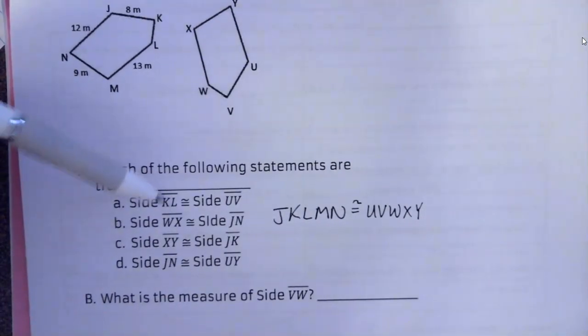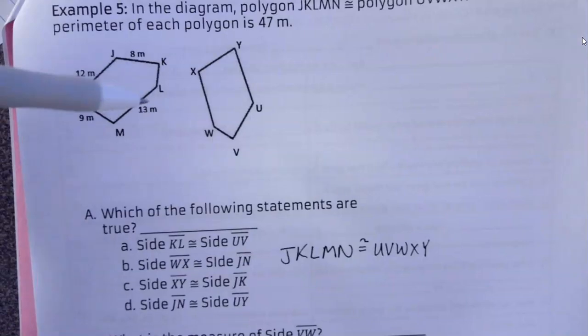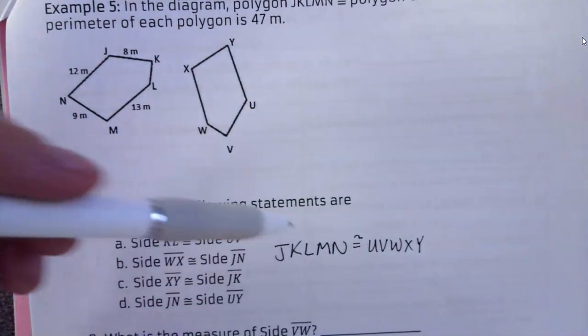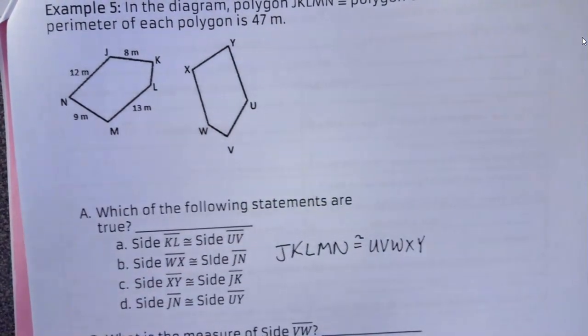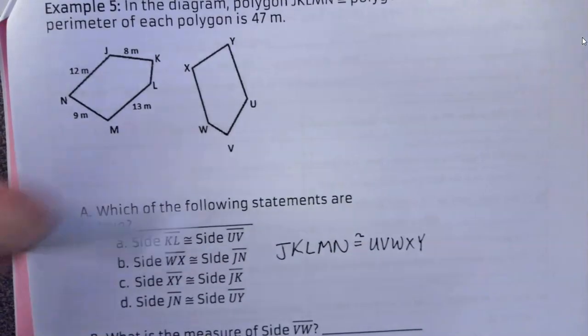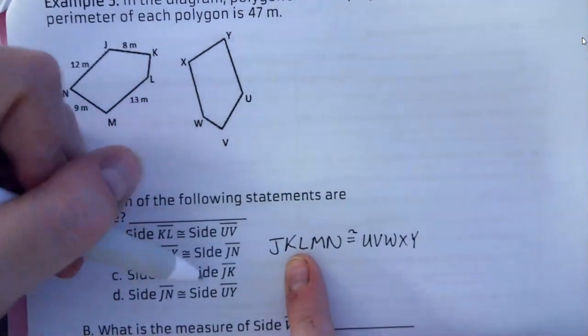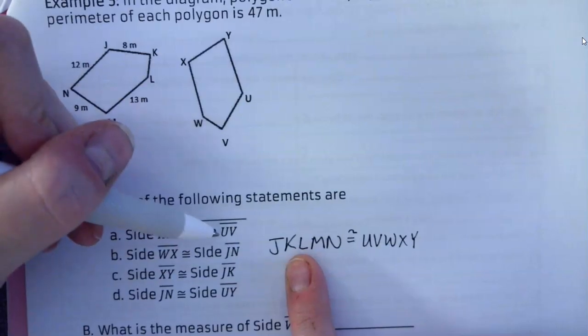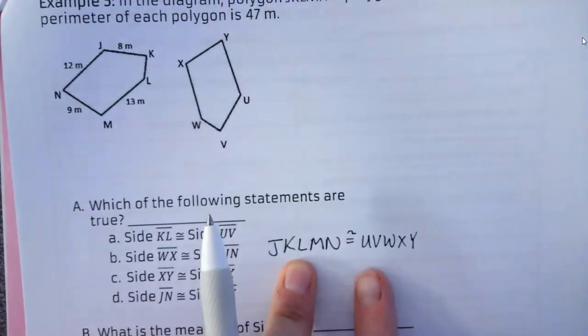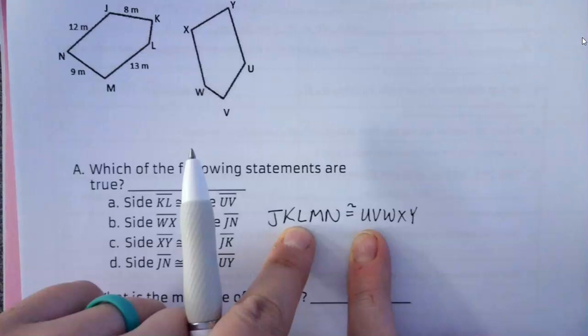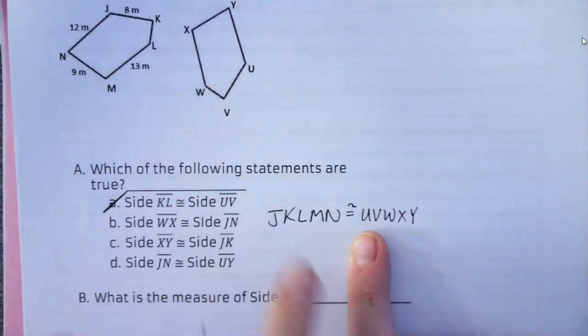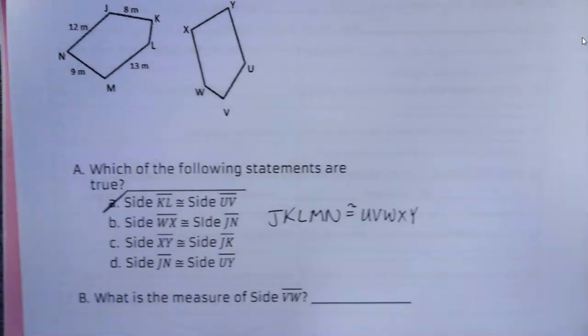So side KL, and it's based on this shape right here, but you don't even have to look at the shape. Look at the congruent statement. It's a lot easier. You won't get confused. KL is the second and third letter, and then it says it's congruent to UV. And we look and we're like, is that true? Well, KL is second and third, UV is first and second. They are not the same as each other. How do we know that? Because the letters are not in the same spot in the congruent statement. Okay, so we can automatically cross that out.